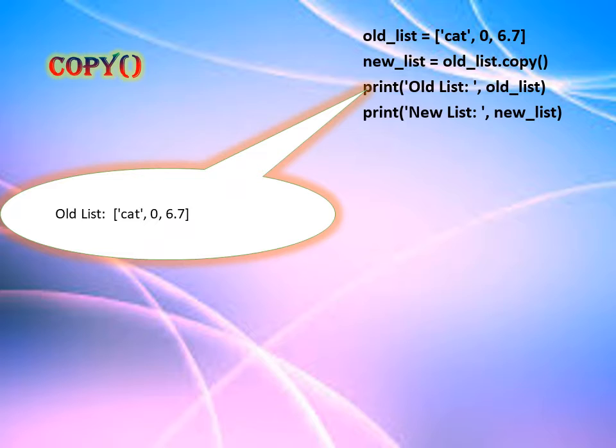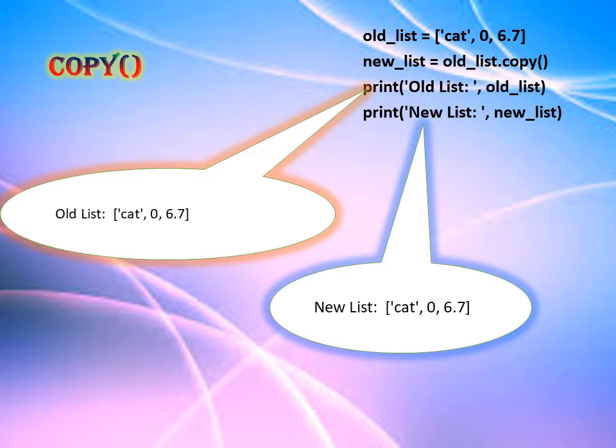Copy, that is, copy one list from another list. So the old list contains the values cat, 06, 7, and the new list we are going to create from the existing old list using the copy function. So old list dot copy, the same values will be assigned to the new list. So print old list and new list, the same values come.